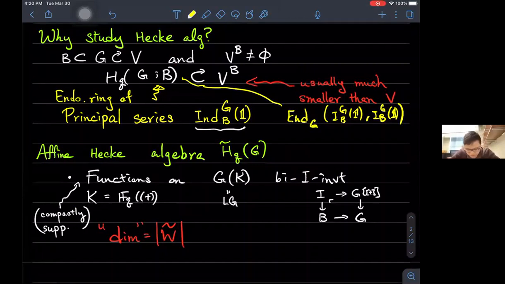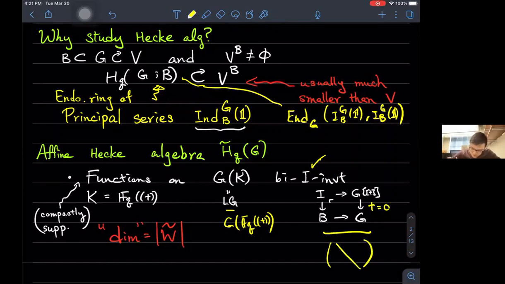Namely, GF_q will become the loop group, so LG, or in other words, G(F_q)((T)). And now the Borel will become the Iwahori in this affine language. The Iwahori is defined by this fiber diagram. So basically, if G is GL_n, then it is just n by n matrices. If you plug in T equals 0, it becomes an upper triangular matrix.